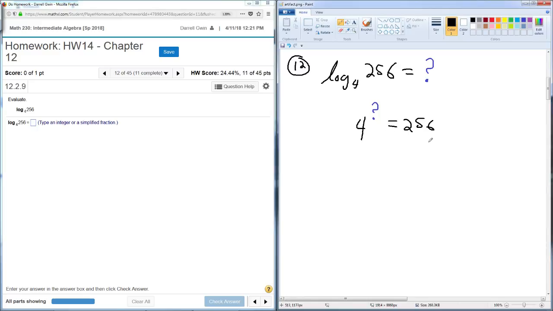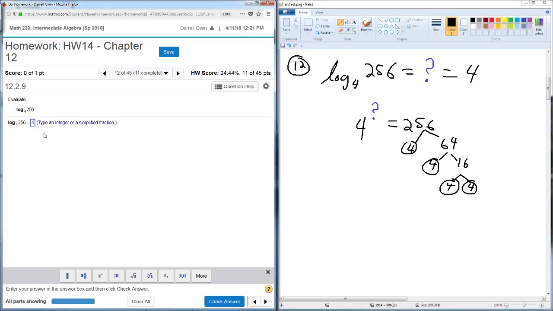Well, right off the bat, I don't know what it is, but I do know I can prime factorize this one. Well, divide by 4. 4 goes in 256 64 times, and 64 is 4 times 16, and 16 is 4 times 4. So 1, 2, 3, 4. 4 to the power of 4. You have to prime factorize to figure out what the powers are.